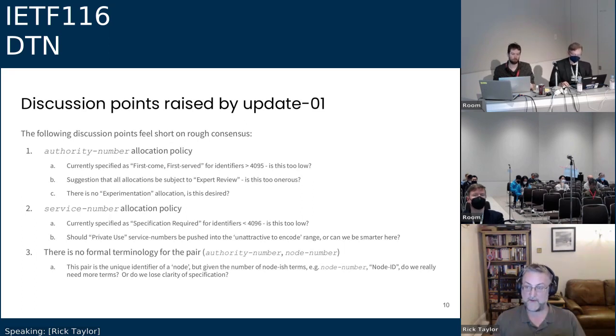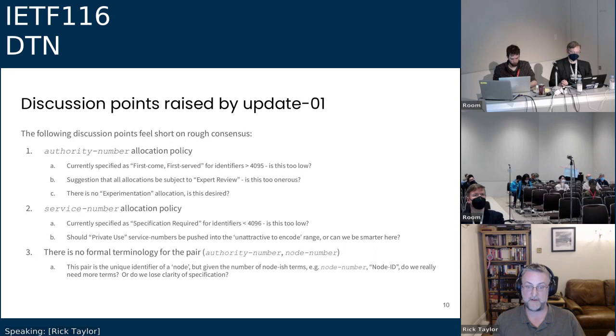Service number allocation policy. We have currently specified that specification is required for anything lower than 4,096. This was literally me looking at port allocations for TCP and UDP and saying, we've survived quite long with that. Let's keep going. But of course, we've got a 2 to the 64 address space.